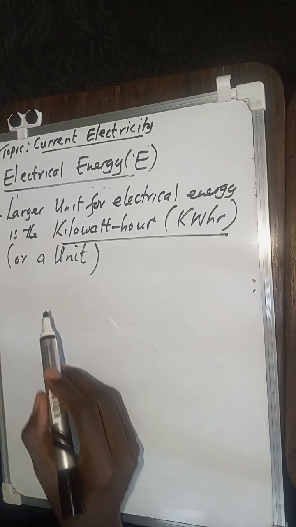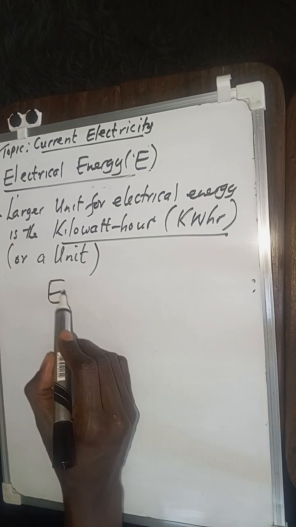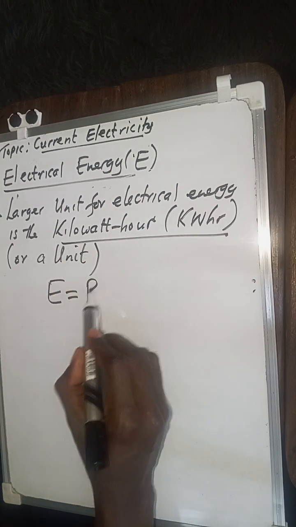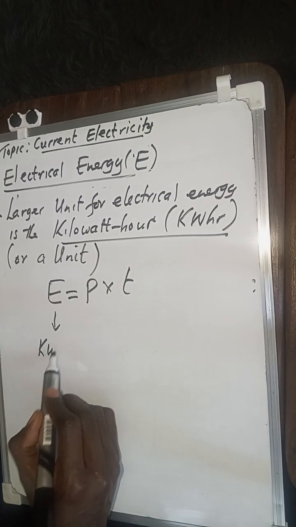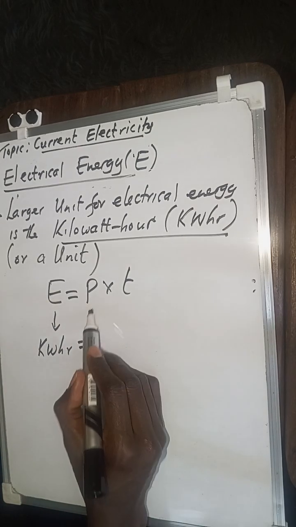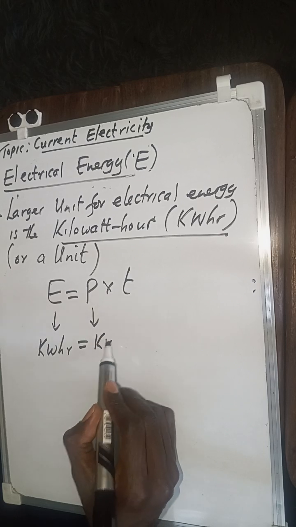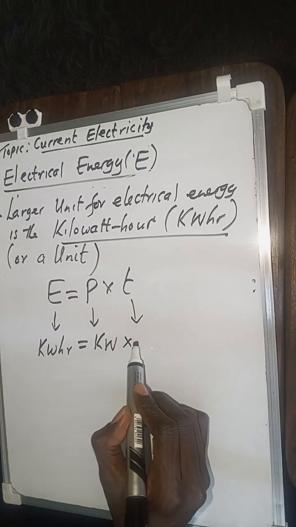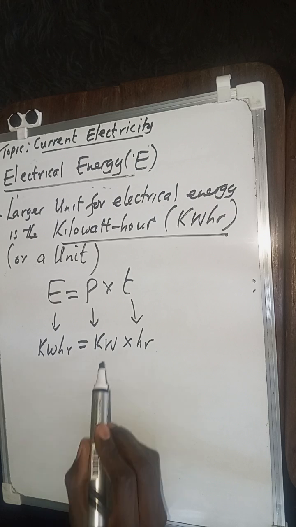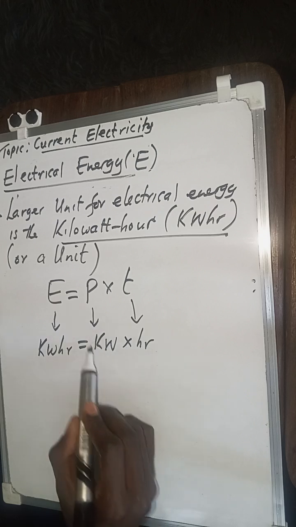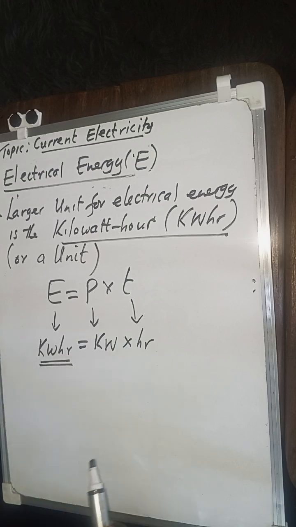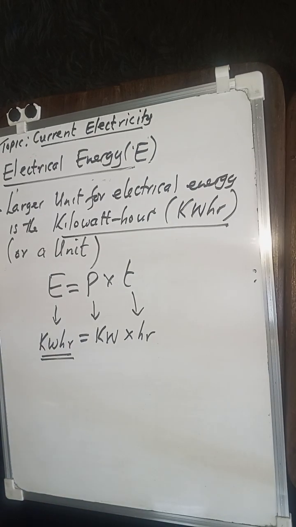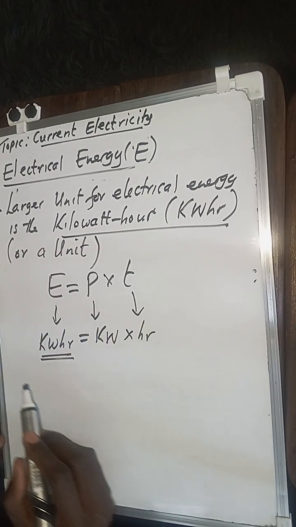So therefore, if you want to calculate your electrical energy, power multiplied by time, if you want your energy to be in kilowatt hour, it simply means your power is supposed to be in kilowatt and your time is supposed to be in hours. So when your power is in kilowatt, your time is in hours, that will give you kilowatt hour. So that is what you need to remember to use that.